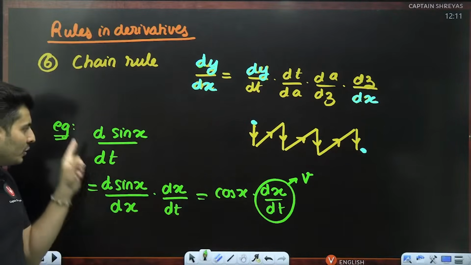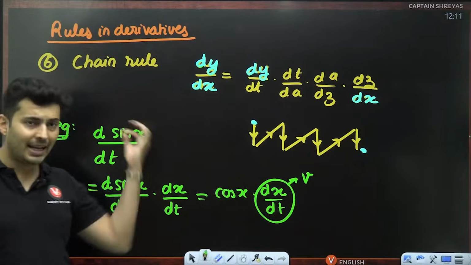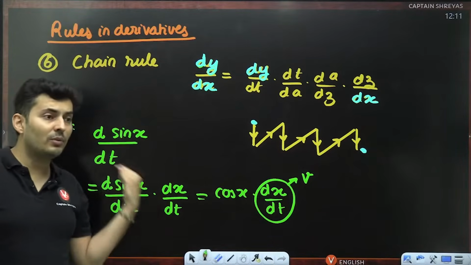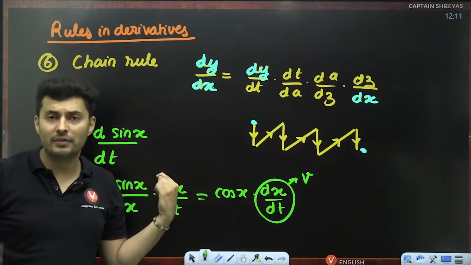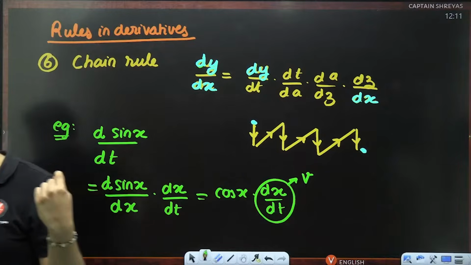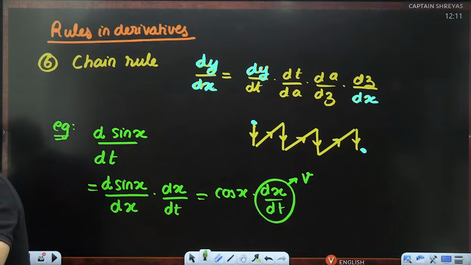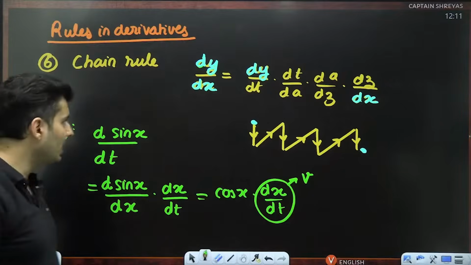So that is how you use chain rule in problems where the variable with respect to which you are differentiating is completely different. Okay, clear? Shall we go ahead?